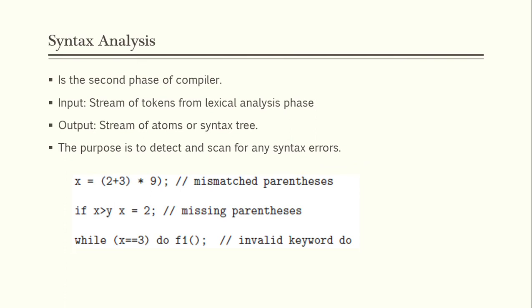The second one, if x greater than y, x equals 2. This is also a parenthesis problem, a bracket. Supposedly, x greater than y should be in a bracket. The third one, while x equals 3, do F1. This has an invalid keyword, do, because the while statement does not have this kind of syntax, do after the while statement. So these are examples of syntax errors that commonly occur in our Java code.